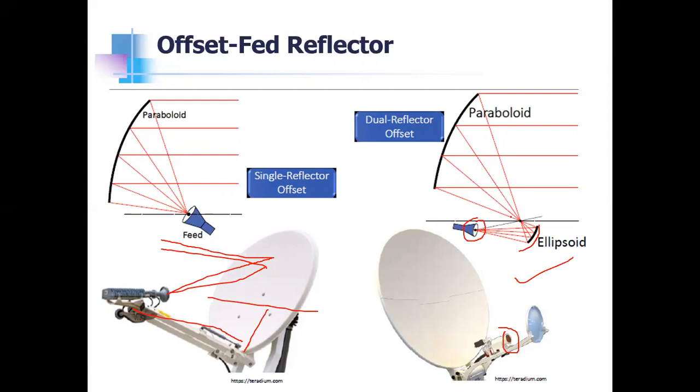So that's all about the various types of feeds which are used in a parabolic reflector antenna. The next topic is the Cassegrain antenna. Let us see about the Cassegrain antenna in the next video.